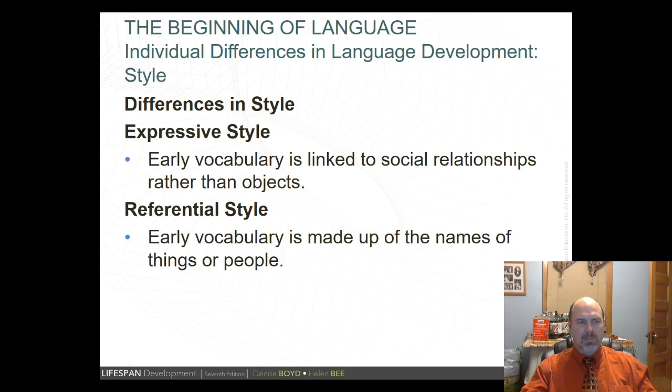This is where early vocabulary is made up of names of things or people. And referential style children are more cognitively oriented. They're drawn to objects, they spend more time in solitary play, and interact with people more than objects. These children are often advanced in understanding adult language. I remember children who have a lot of siblings, they tend to practice the idiosyncrasies of the other siblings' language. Where if you're an only child, you might more likely have the referential style where your communication is modeled off your parents instead of your siblings.